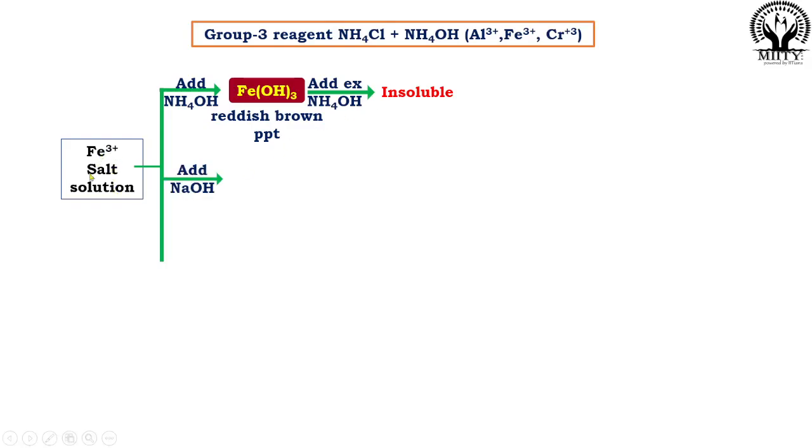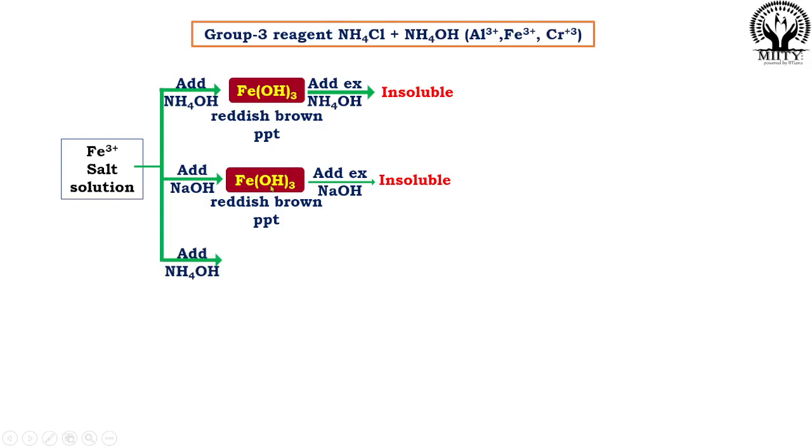To the original salt solution, add excess NaOH. Even when we add a small concentration, it forms ferric hydroxide. That means it is a strong base. Definitely it will form reddish brown PPT, Fe(OH)3. If I add excess NaOH, it is also insoluble. In excess of NaOH, Fe(OH)3 is insoluble.